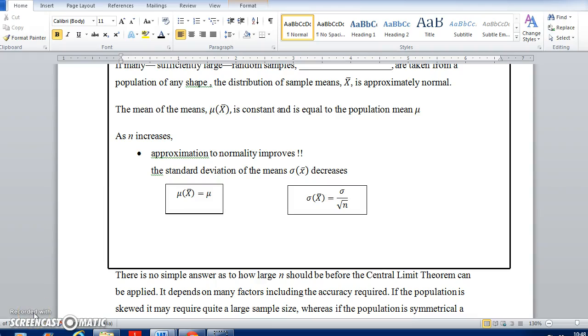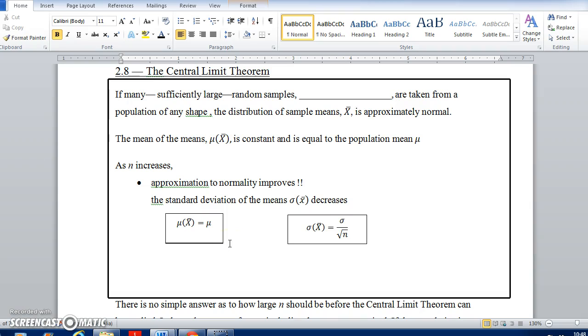Hi everybody, today I just wanted to start by quickly revising what we did. So last time we did the central limit theorem and we found that the mean of the sample means is equal to the mean of the population, and the standard deviation of the sample means is equal to sigma, where sigma is the standard deviation of the population, divided by root n, where n is the sample size.